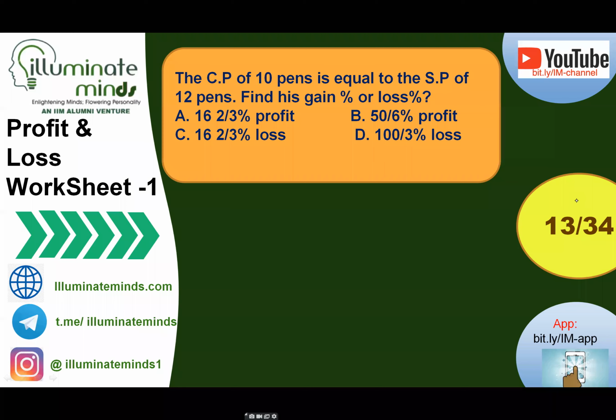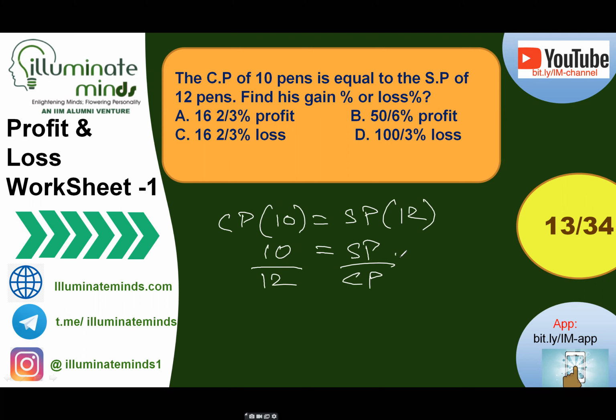The cost price of 10 pens is equal to the selling price of 12 pens. So if the CP of 1 pen is CP, then CP into 10 is equal to SP into 12. SP by CP is equal to 10 by 12, which is equal to 5 by 6, which is equal to 0.833. That means there's a loss of 16.66%. Option C is the correct answer.